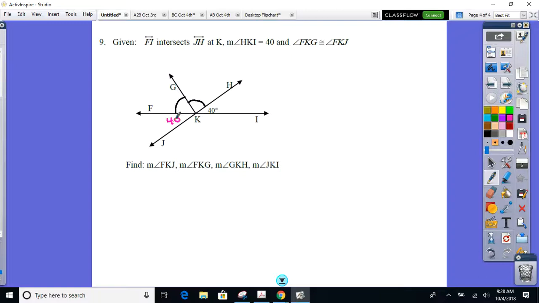Those two are vertical. What do you know about vertical angles? They're congruent, so that's got to be 40. We're all good. These 3 angles here, take a look. The 40 I was given and the 2 that are congruent add up to what? 180, because they form a straight line. Yes?